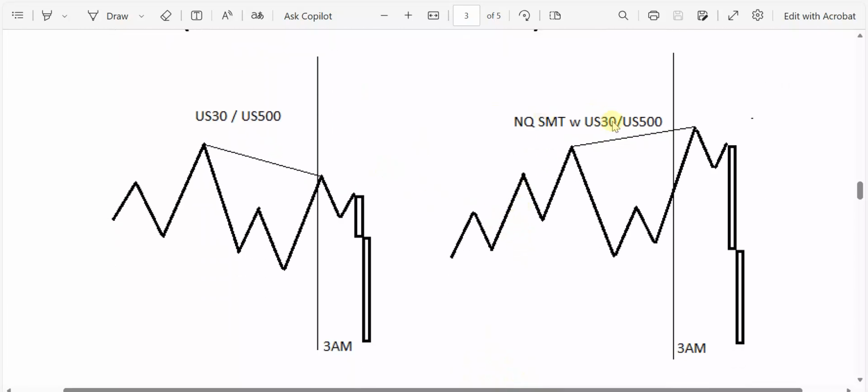So what we can see here is US 30 stroke US 500. You can notice here price did not take out this higher high, but on Nasdaq price took out this high here. So this confirms an SMT, right? On Nasdaq price took out this high, but on US 30 stroke US 500 price did not take out this high. So this basically confirms SMT, and we can look at it as a confirmation to execute on Nasdaq. So that is something you have to check out.